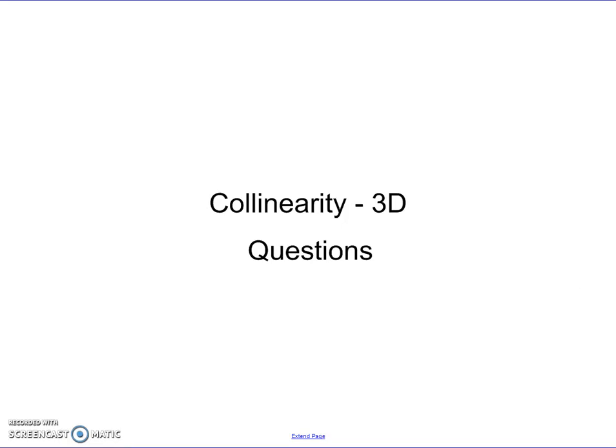We've covered collinearity in 3 dimensions, so extrapolating out our 2D thoughts into a 3-dimensional scenario involving 3 points. What we're going to do in this video, I'm going to set you a couple of questions on this. I want you to read the questions, pause the video and have a crack at these. Here they are.